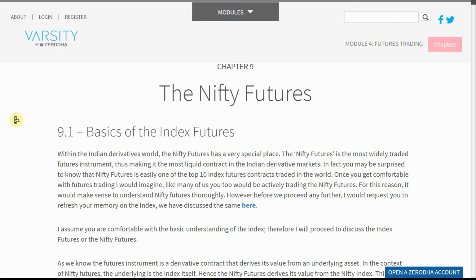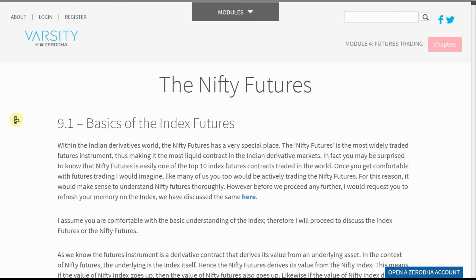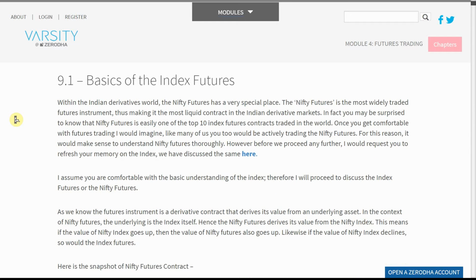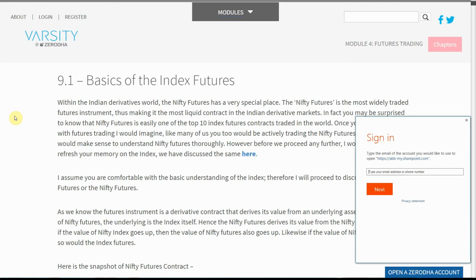Chapter 9. The Nifty Futures. 9.1 Basics of the Index Futures. Within the Indian derivatives world, the Nifty Futures has a very special place. The Nifty Futures is the most widely traded futures instrument, thus making it the most liquid contract in the Indian derivative markets. In fact, you may be surprised to know that Nifty Futures is easily one of the top 10 index futures contracts traded in the world.